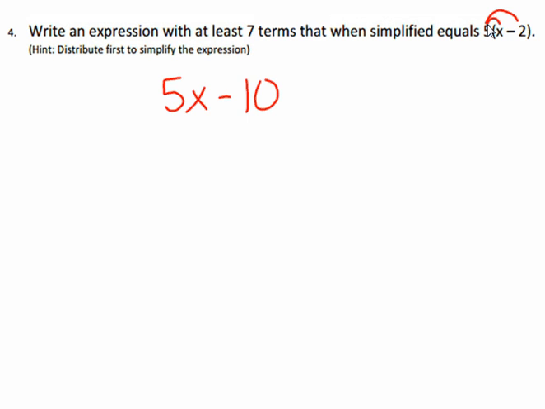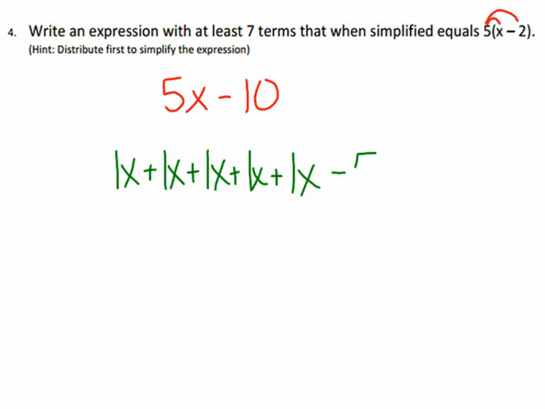So I could even just do 1x plus 1x plus 1x plus 1x plus 1x because that will combine to 5x. So far that's 5 terms, so I need at least 2 more. And then maybe I'll just do minus 5 minus 5, since negative 5 minus 5 would be negative 10. So there's just a basic way to do it. Again, there are an infinite number of options.